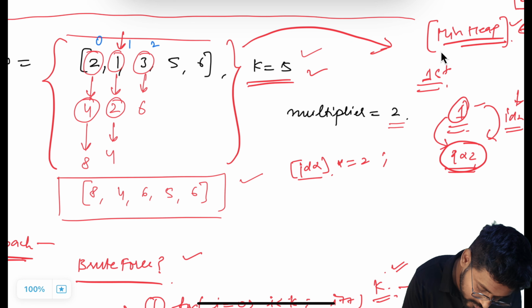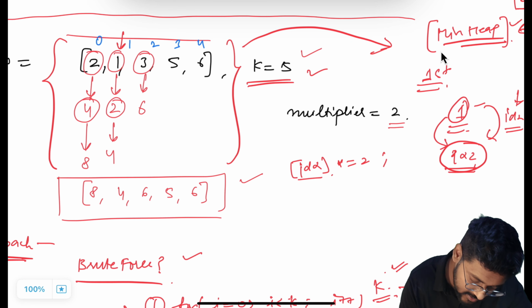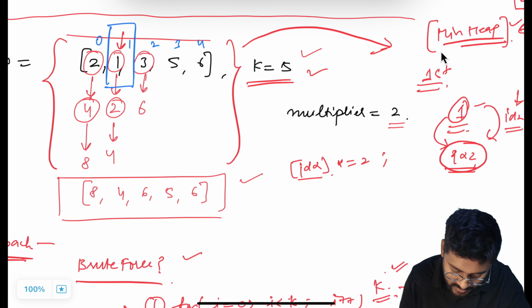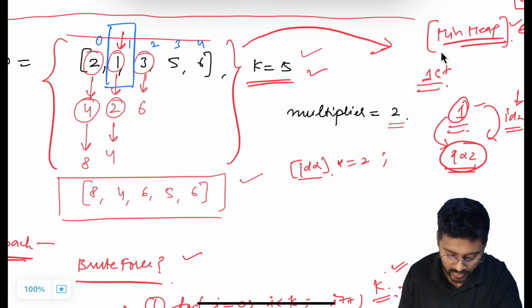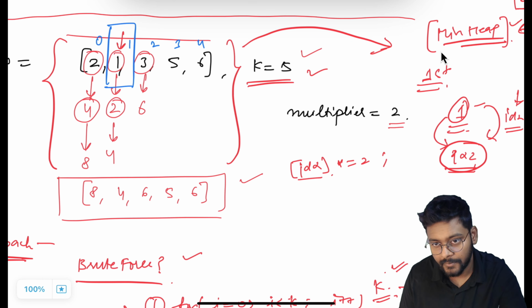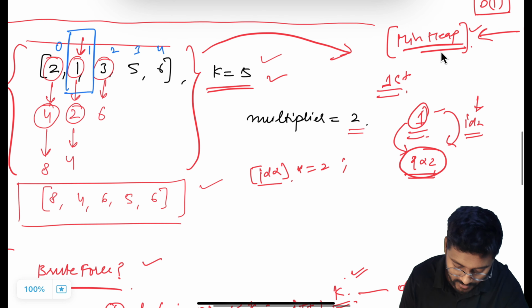0, 1, 2, 3, 4. Initially this element would be at the top of the min heap. I will just extract this element, update the value at this index, and put it back into the min heap. So in the next operation, I will get the minimum element.